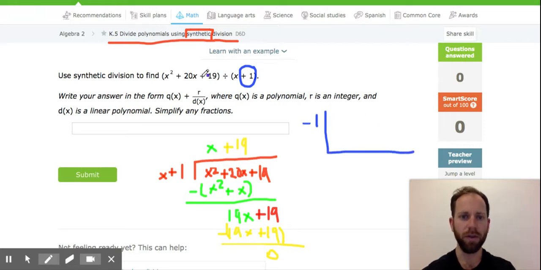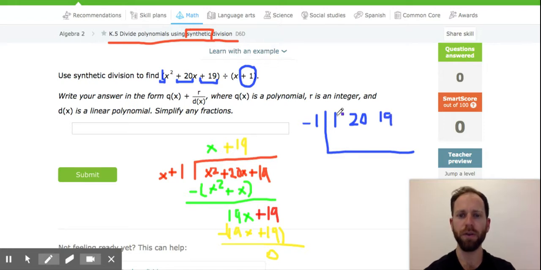Now what I do with these values right here is I use the coefficients, and I put the coefficients next to the negative 1. So my first coefficient is what's in front of the x squared. Well, there's no number, so it's just a 1 value. My second coefficient is a 20, and my third coefficient, just the constant, is 19. So the numbers I'm going to write here are 1, 20, and 19.